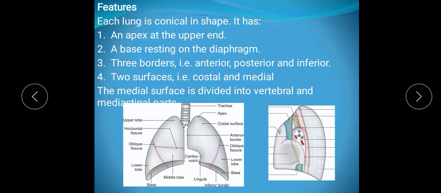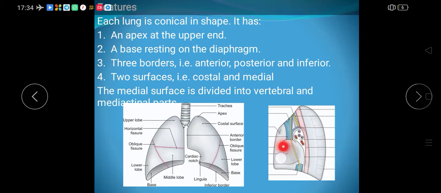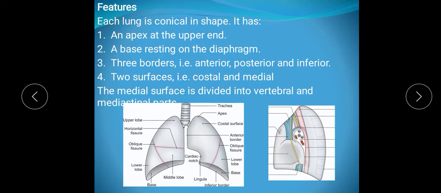That is the thoraco-abdominal diaphragm. Each lung has three borders. This one is the anterior border. This one is the posterior border, and below this one is the inferior border. This is the inferior border of the lung. Two surfaces. This one is the costal surface. This one is the medial surface. Again, the medial surface is divided into a posterior vertebral part and an anterior mediastinal part. So these are the features of the lung.